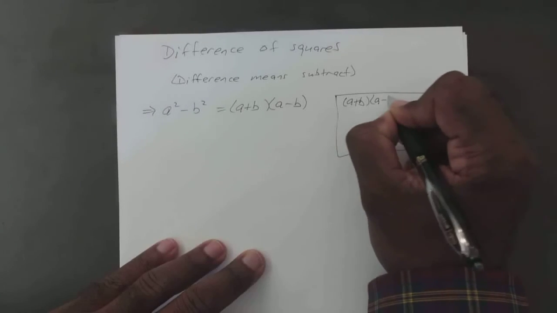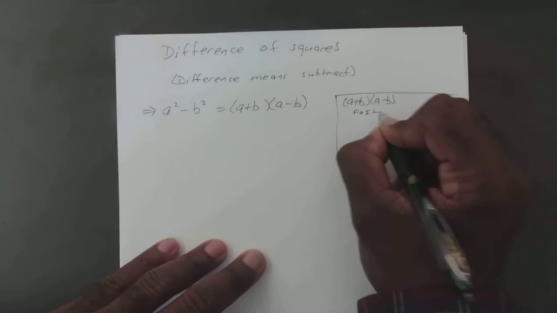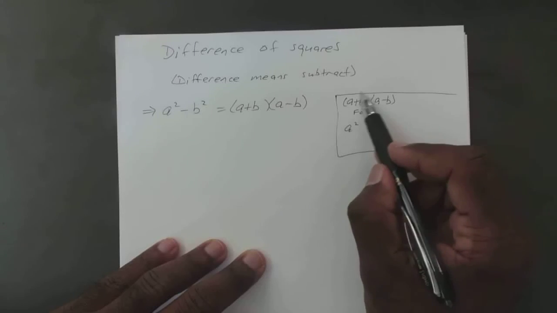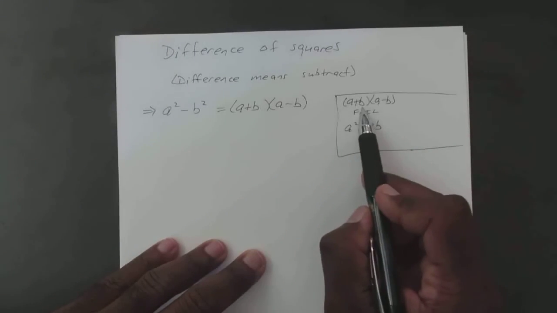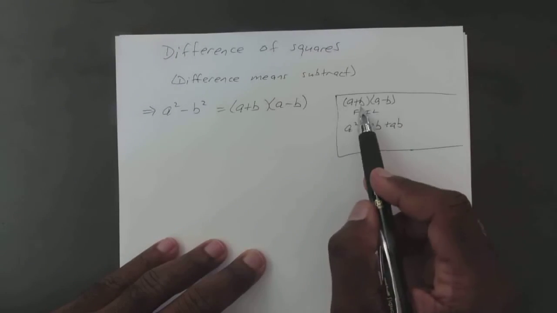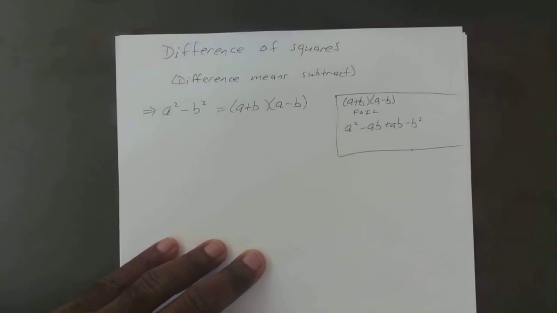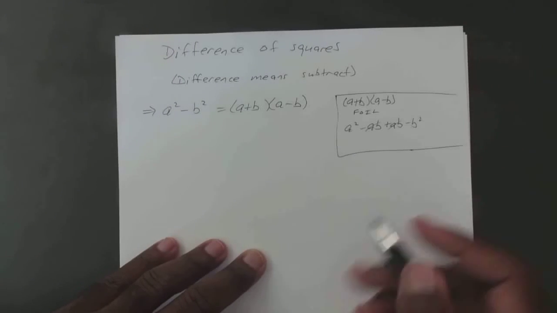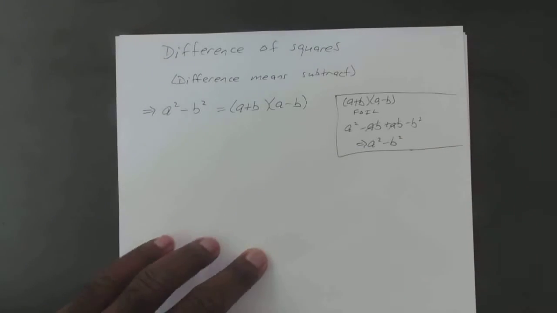A plus b times a minus b is just, using the FOIL method, a times a is a squared. Your outer is a negative a times b. Your inner is positive a times b. And your last is negative b squared. Now in this case, minus ab and plus ab cancel out to equal 0. So you end up with a squared minus b squared.